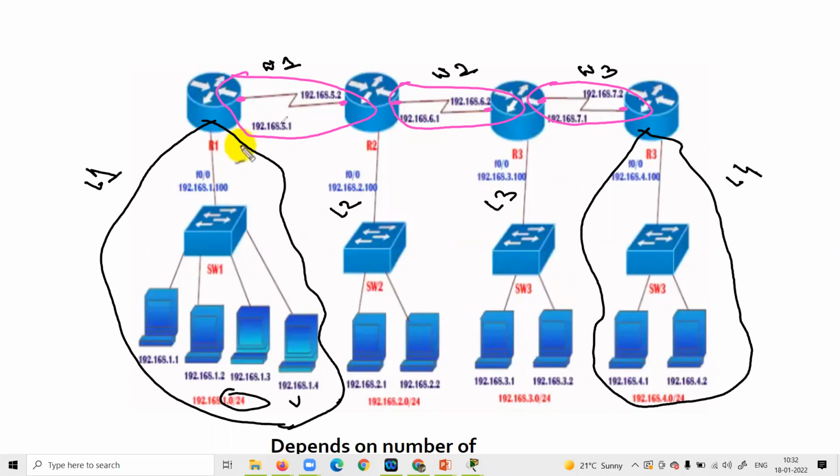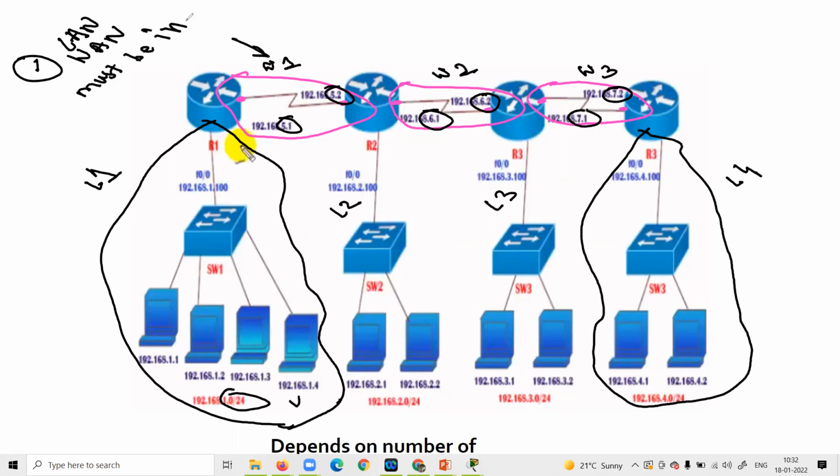Now check here. Here the network is 5.0, that means 5.1 and 5.2. So in WAN 1, we are going to use the same IP address range, meaning the same network. Okay, 5. Check here 6.1, 6.2, 7.1, 7.2. So now the first sentence is that all LAN and WAN must be in a different network. Must be in a different network.